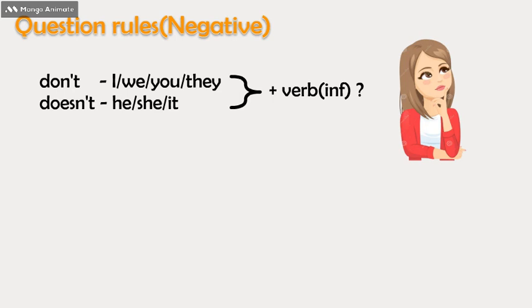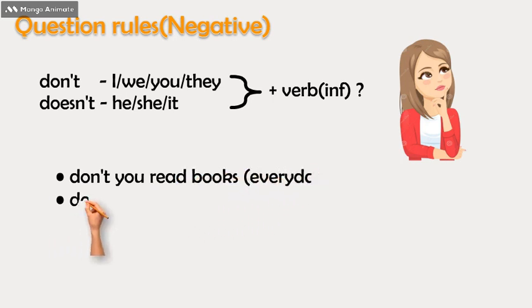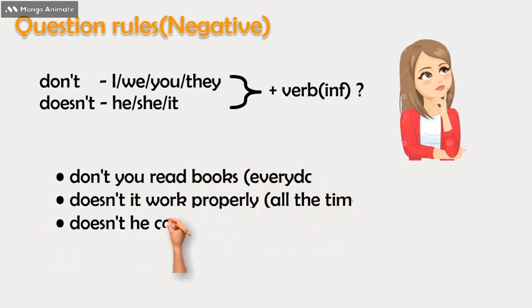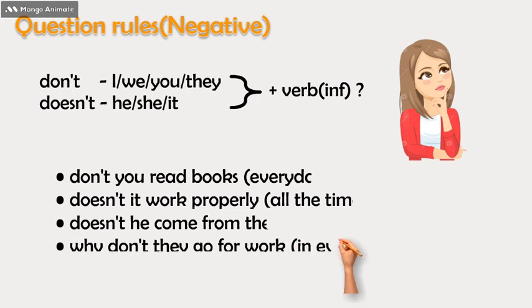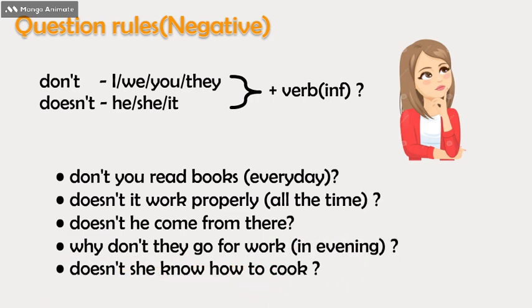The first example is, don't you read books? Here we are using the pronoun you, therefore we have to use don't. The sentence is, don't you, verb infinitive form, that is read. So don't you read books every day? It means someone is asking you that he or she thought you read books every day. Then they come to know that that's not true. Then with a disappointment, he or she can ask, don't you read books every day?